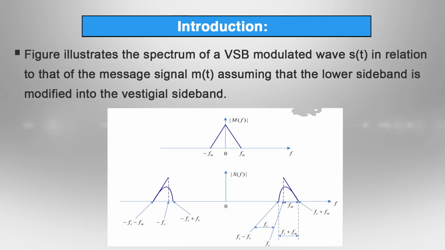This figure illustrates the spectrum of a VSB modulated wave S(t) in relation to that of the message signal m(t), assuming that the lower sideband is modified into vestigial sideband. From the figure, it is clear that the spectrum of the VSB modulated wave has the upper sideband with frequency range fc plus fm and some portion of the lower sideband with range fc minus fv.